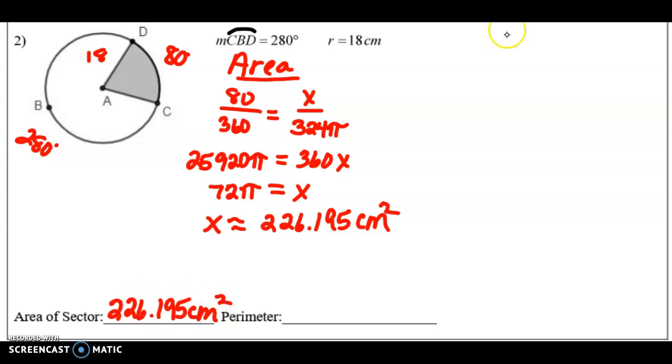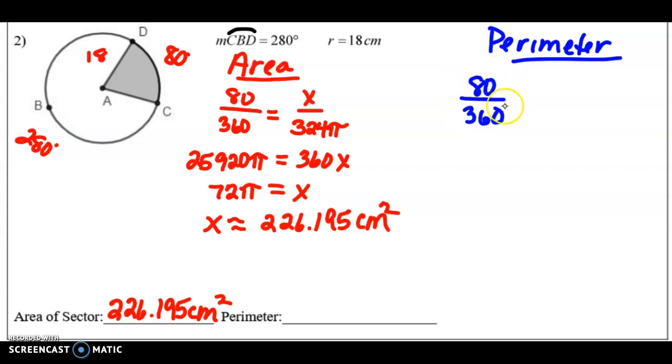Now we want to find the perimeter. And to find the perimeter, we need to have the arc length. All right, so I need to figure out how long this strip of the circle is. So I'm going to say, again, that's 80 out of 360. The arc measure over the whole way around a circle. And we're trying to find what that length is, arc length, and all the way around would be the circumference.